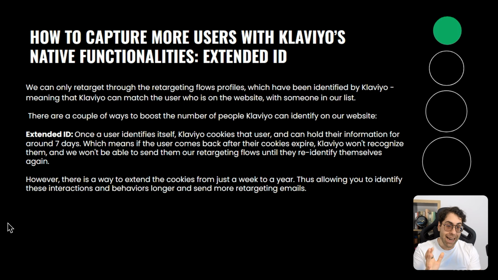Extended ID allows Klaviyo to track users for a full year, which means unless you turn this on, somebody may enter your website today and then do so again 10 days later, and Klaviyo won't know who they are. But if you do this, it's going to be able to recognize them for a full year, which is extremely important. It will allow you to send way more emails, capture way more users, and ultimately convert more of them.